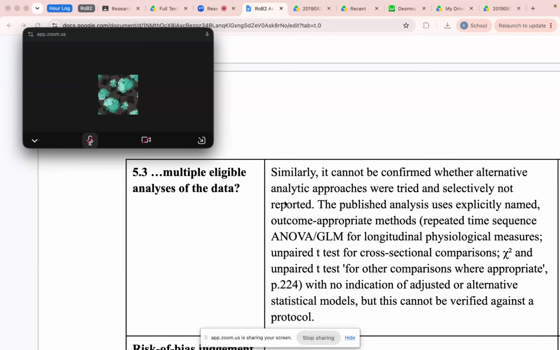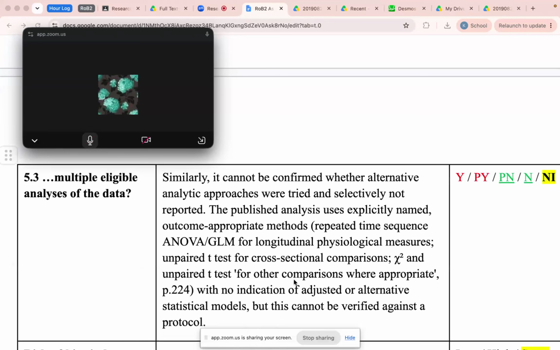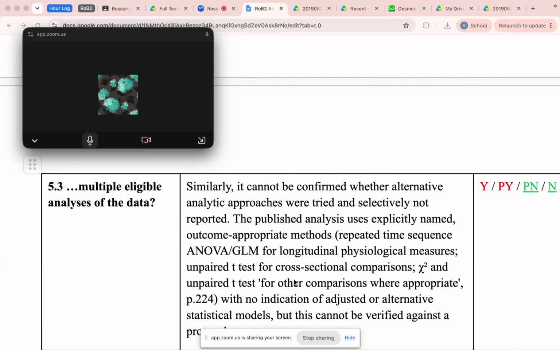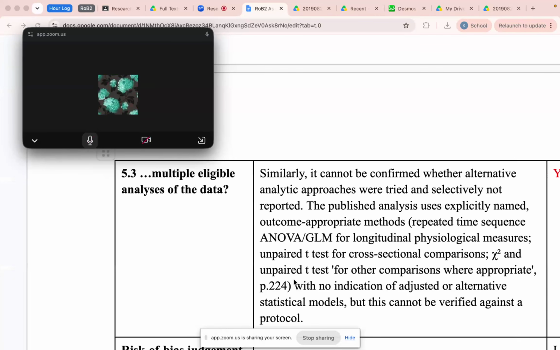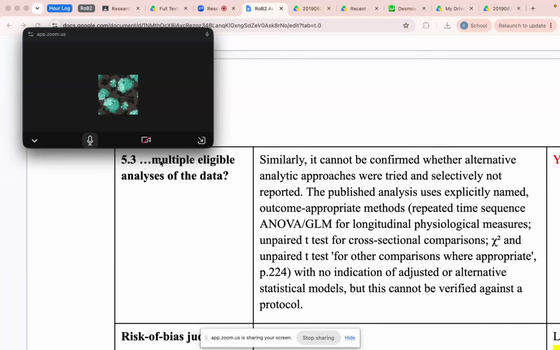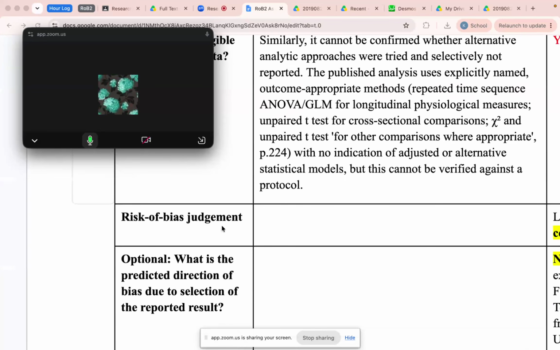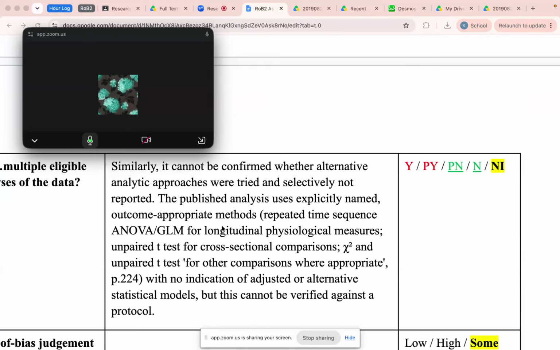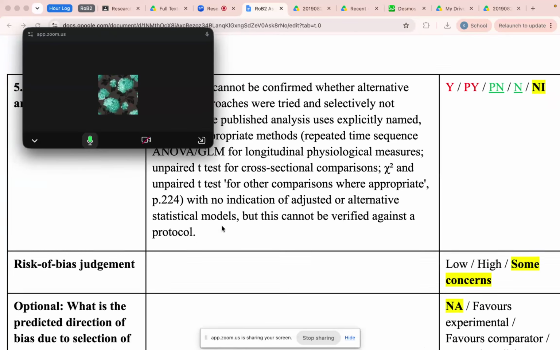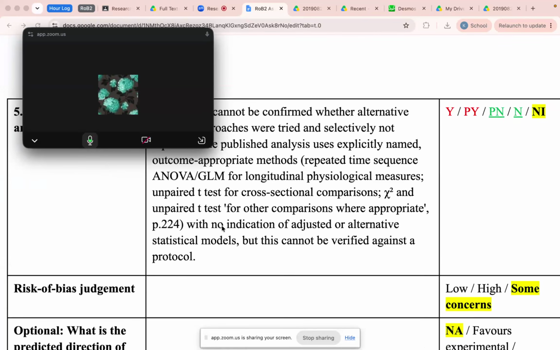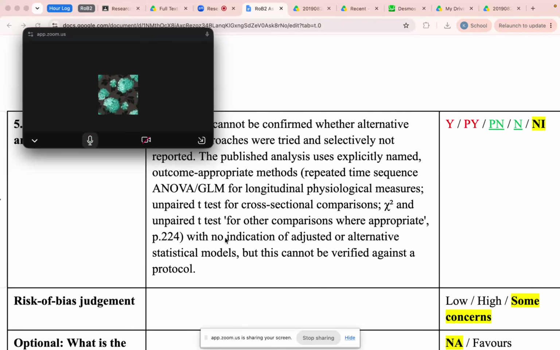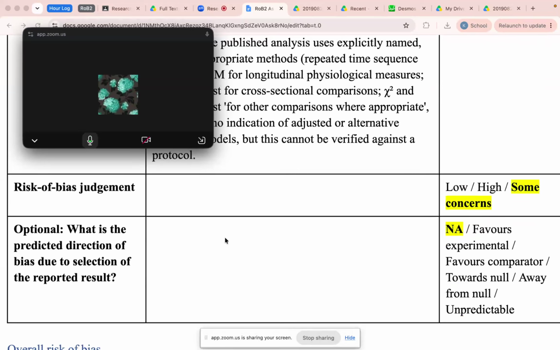I basically just had the same reasoning for 5.3 in that there's no pre-specified intentions available, so it's hard to come to a conclusion. So I'd put NI. Yeah, I second that. I put NI as well. So my overall risk of bias judgment was some concerns. Does everyone agree with that? Yes.